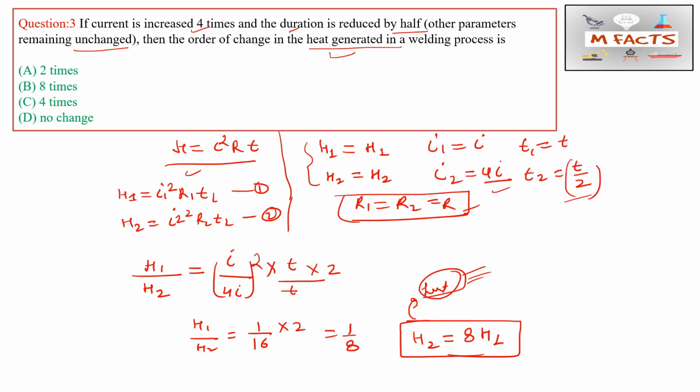Okay, so we can say that this heat generated is equal to 8H1. So we can say that this is 8 times the heat generated by the first given parameters. Here in the options they have given 2 times, 8 times, 4 times, no change. So we can say that option B is correct for this question.